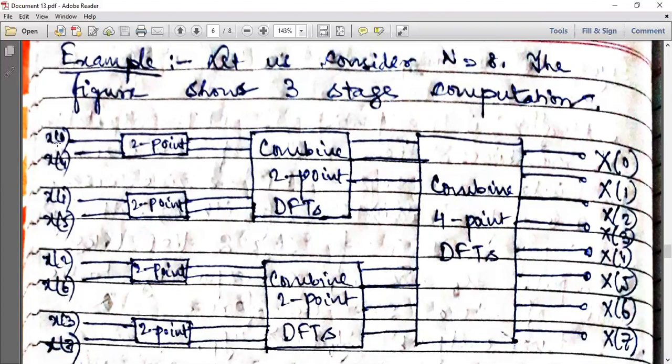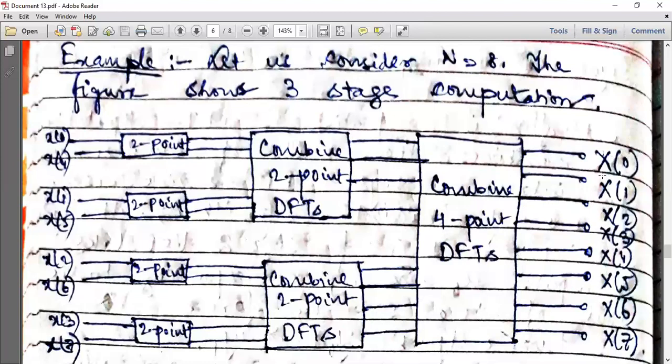x3 and x7. So individually these pairs have formed 2-point DFTs: 0 and 4, 1 and 5, 2 and 6, 3 and 7. Clear? Now these 2-point DFTs have combined to form a 4-point DFT, and this one also has combined, and these two again have combined, and we have got the 8-point DFT answer: x0, x1, x2, x3, x4, x5, x6, x7.